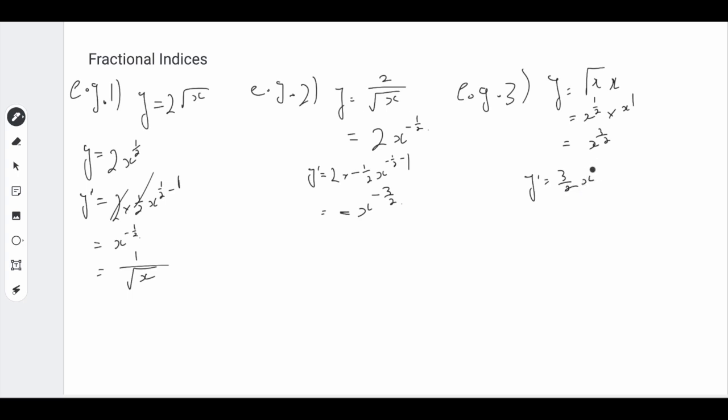So y prime, we just bring that 3 on 2 to the front. So x, and then we drop the power by 1. So 3 on 2 minus 1. That becomes 3 on 2 x to the power of a half. Or that just becomes 3 root x divided by 2. So that would be a couple of examples of that.